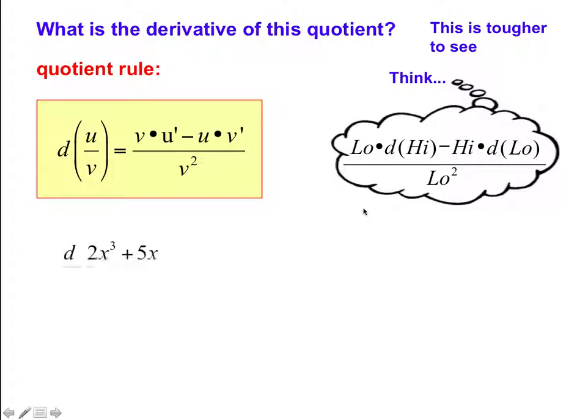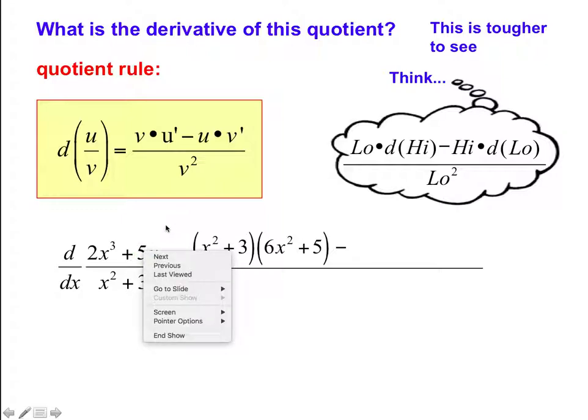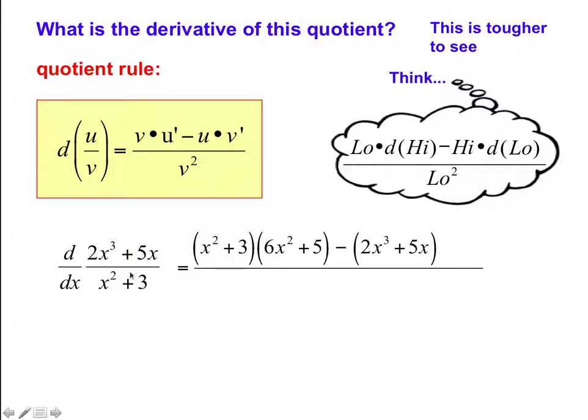So let's try this with this expression. So low d high, so the derivative of this is low, which is this. Here's your low. D high is going to be 6x squared plus 5 minus high, which is just this. D low, so the d low is derivative of this, which is 2x, all over low squared. So that's how we use the quotient rule. Like I said, this is really tough to see, so it's harder to kind of put together an example.